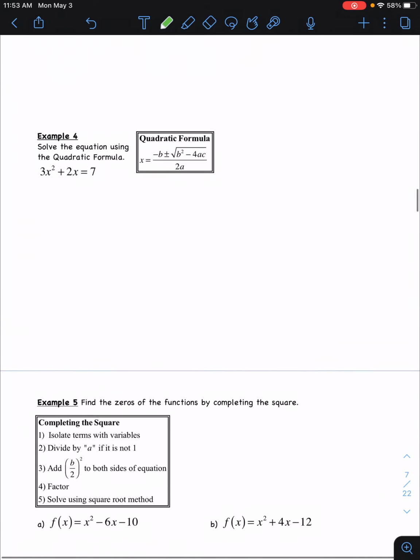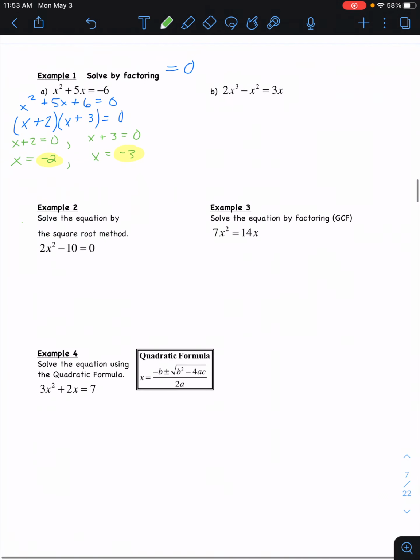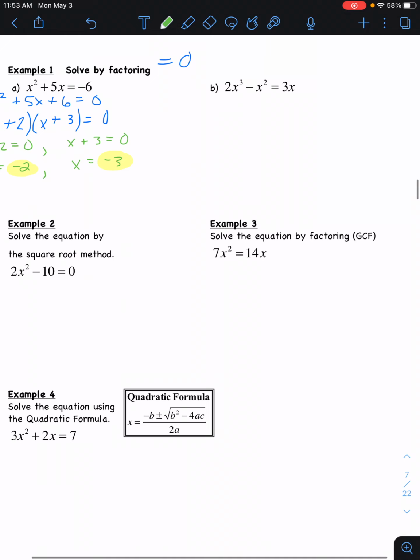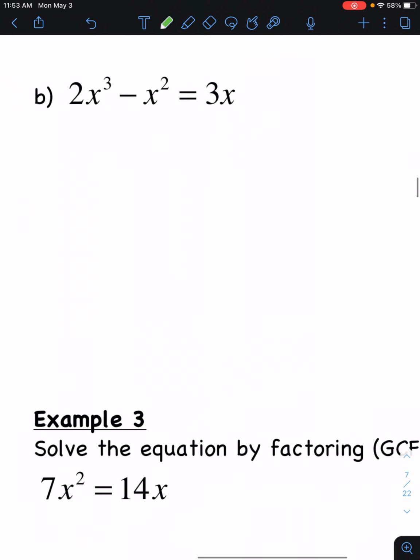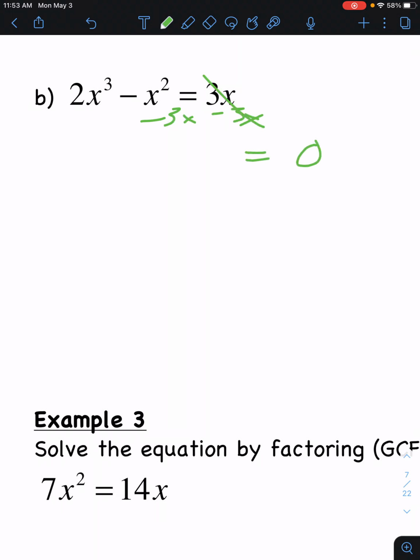Scroll back up. All right, now let's go back to example 1, solve by factoring. Let's try letter B. So again, here I'm going to solve by factoring. When you want to solve by factoring, you've got to set it equal to 0. So we need to subtract 3x to make it equal to 0.